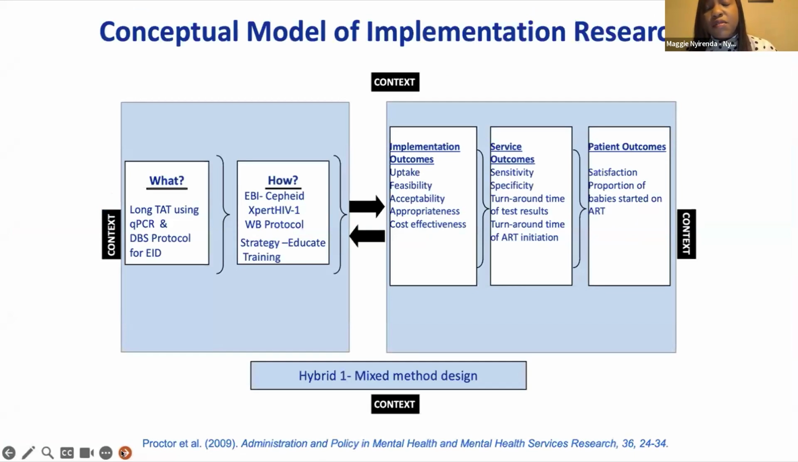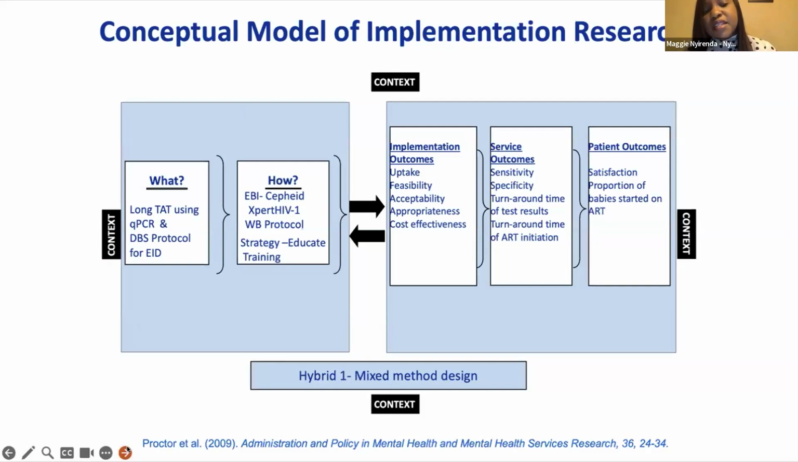The what of the first study that I'm going to talk about is the fact that there is a long turnaround time of test results when qPCR using dried blood spot protocol is used for infant diagnosis of HIV. So the evidence-based intervention that I focused on in my studies was the Cepheid Xpert HIV whole blood protocol, which we know you can use. A patient can wait for test results, get results the same day, and hopefully improve initiation of ART. But the implementation strategy that I wanted to assess was educate, the training of health workers to use this test, but also caregivers and parents of the patients.